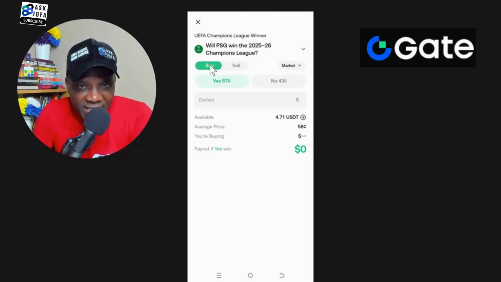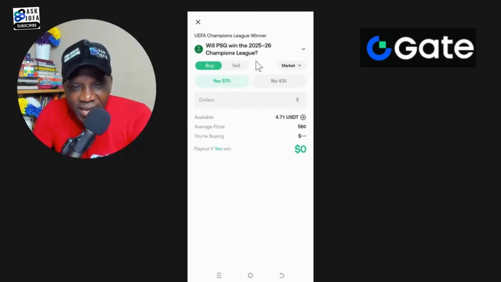Now, another important thing that you need to learn is this. How do you credit your account on Gate Polymarket? You can credit your account the normal way you credit your Gate account. But when you get to this stage and you want to buy or sell, you can also come to this place. You tap here, this plus sign, tap the plus sign. You can see transfer.